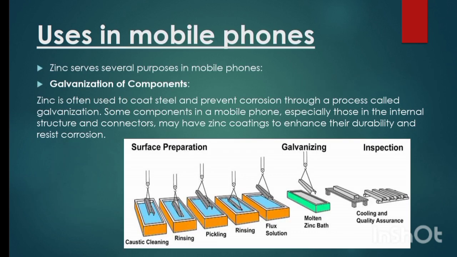Zinc in mobile phones. Zinc serves several purposes in mobile phones. Number one is galvanizing of components. Zinc is often used to coat steel and prevent corrosion through a process known as galvanizing. Some components in mobile phones, especially those in the internal structure and connectors, may have zinc coatings to enhance their durability and resist corrosion.